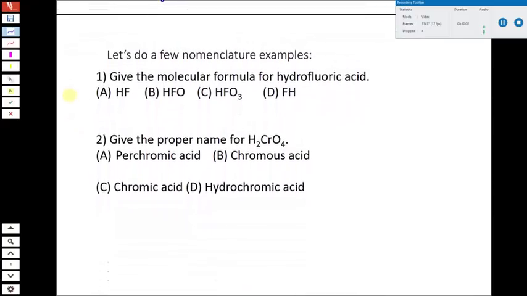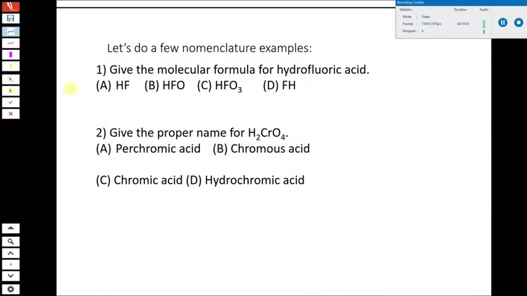So we want to give the molecular formula for hydrofluoric acid. So when you're looking at acid names, remember the dead giveaway for whether or not it's a binary acid is the prefix hydro. So if it has the prefix hydro in it, that means it's a binary acid. So you look at that first. And because it's a binary acid, it can only have 2 elements present. So that gets rid of C and B because, again, binary acids would not have 3 elements. They would have just 2.